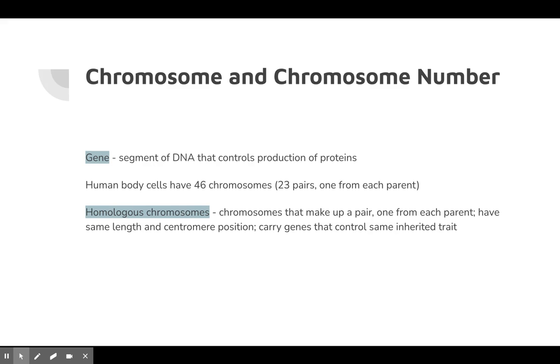There's something called homologous chromosomes, and these are chromosomes that make up a pair, one from each parent. They have the same length and centromere position, and they carry genes that control the same inherited trait. You'll hear hetero and you'll hear homo. So homologous chromosomes, homo means same. Homologous chromosomes are the same size and they have the same centromere position.